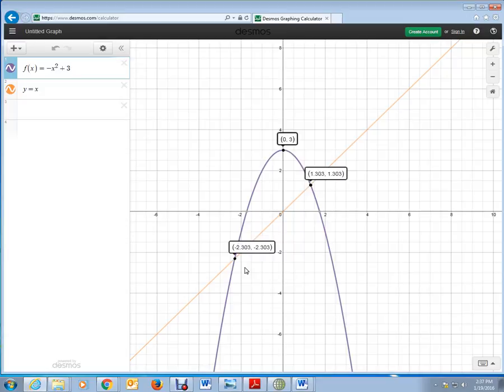Alright, that's the end of this screencast, graphing certain equations in different formats using Desmos.